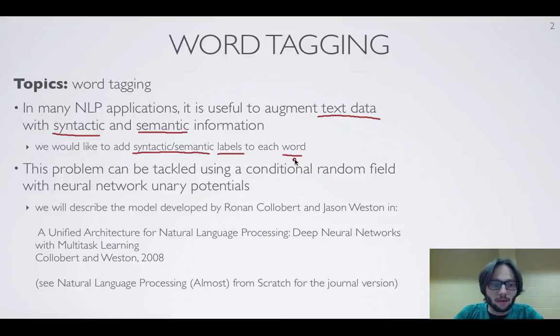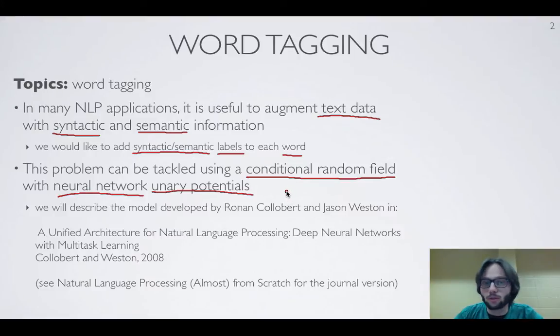So this problem can be tackled using a sequential classification approach, and in particular, we could use a conditional random field approach, which we've seen earlier in the course. And then we could use a neural net to model the unary potentials, where the neural net would take as input a window of words, and these words would be mapped to word representations and so on.